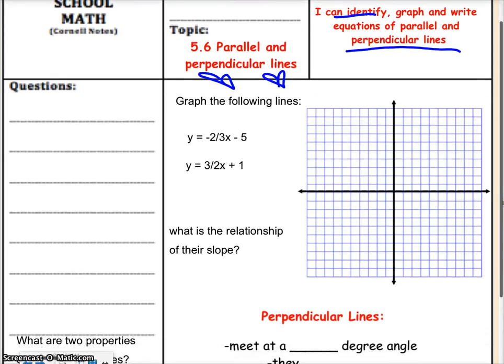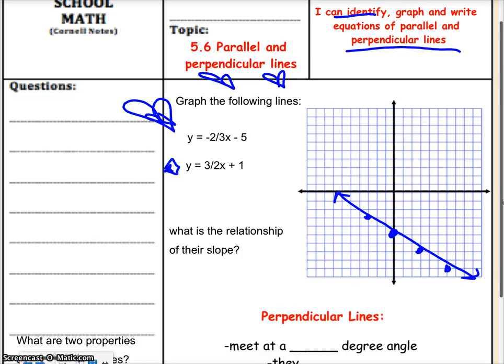Let's graph these, and my goal here is to try to get you to notice a relationship. This first one has a y-intercept of -5, and my slope is down 2 over 3, or up 2 the other way 3. Okay, there's the graph of that first line.